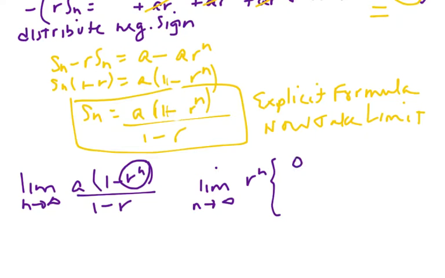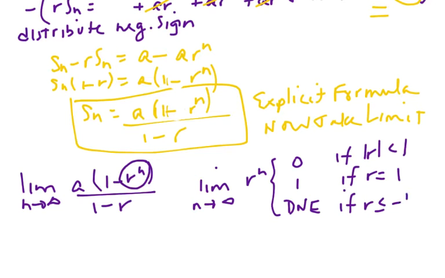Okay, and you remember from when we looked at the geometric sequence that you had basically 3 scenarios that broke out. If the absolute value of r was less than 1, then the limit converged to 0. If r was equal to 1, then the limit was 1, and if r was less than or equal to -1 or r was greater than 1, then this limit did not exist. So we're going to look at 3 cases, and that gives you what happens with the geometric series.